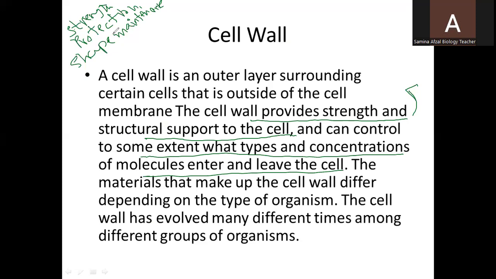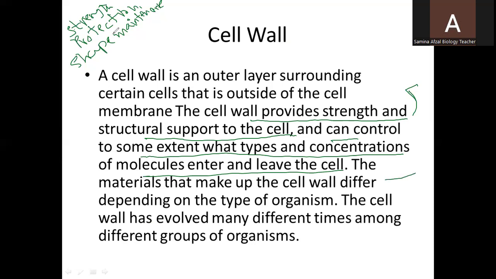It also controls, to some extent, what types and concentrations of molecules enter and leave. You know that it is porous in nature. It has small pores inside, so the molecules can easily pass through it. But to some extent, it also controls some concentrations of molecules which can enter or leave the cell. The materials that make up the cell wall differ depending on the type of organism.